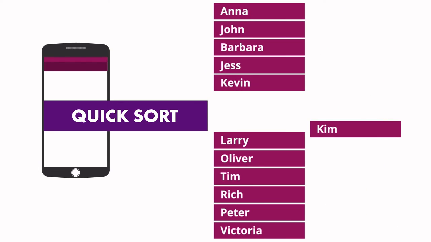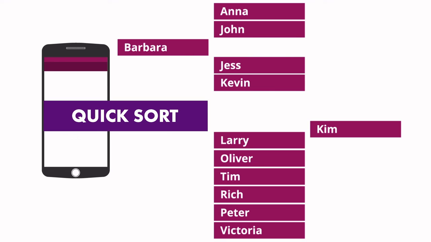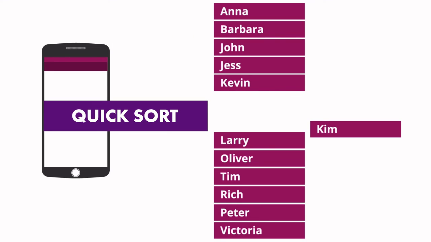Once we've done this, we don't need to compare any of the names before Kim with any of the names after her. Now we take one of the groups and do the same thing. We might look at the second group and pick Rich, then put the other names before and after as we did before. We would end up with this. When the groups get small, they can each be sorted using one of the other sorting algorithms we've already looked at.